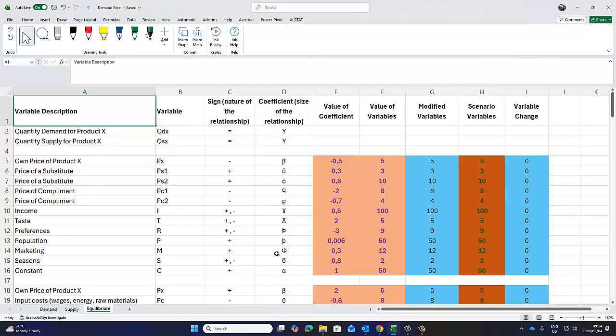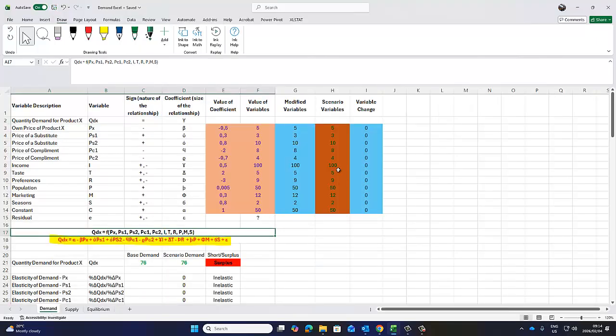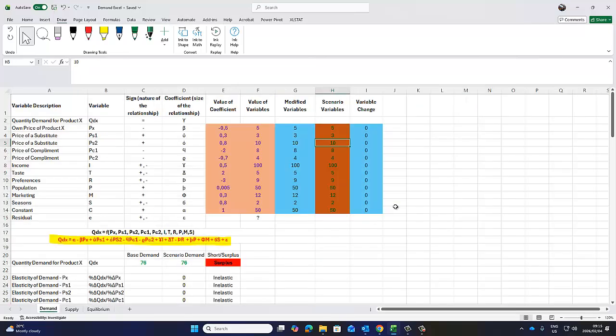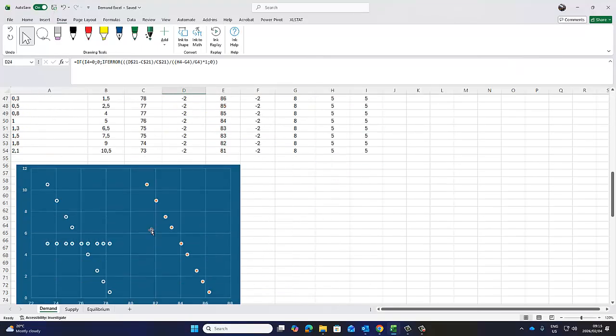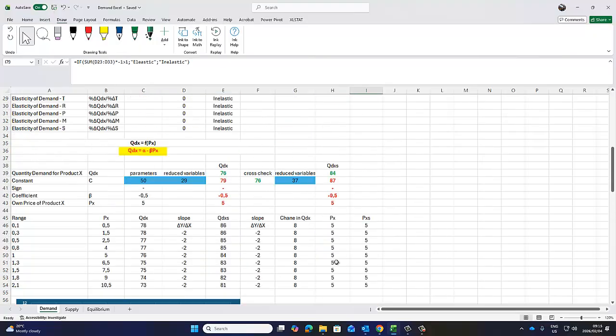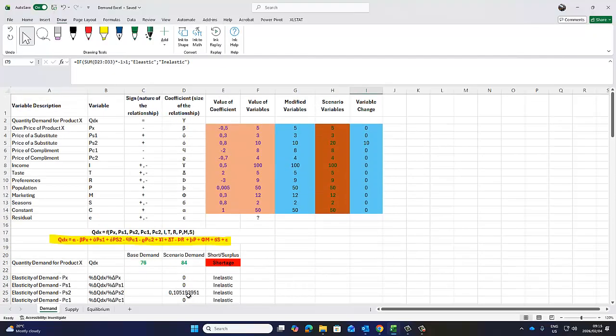So let's, for argument's sake, now, as I said, we can change demand here. Okay, I can change it there. No, it's not linked. Yes, it's linked. So if I change demand here, so let's say price of a substitute increases from 10 to 20 rand, it doubles. Okay, that is inelastic. Demand increases from 76 to 84, that's a shortage. The demand curve shifts outward to the right. It results in an increase in total revenue because the cross price elasticity of demand is inelastic.